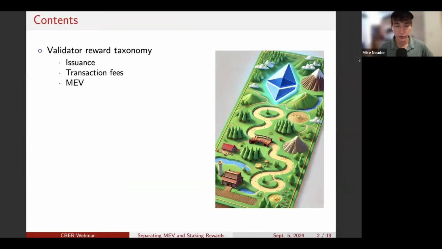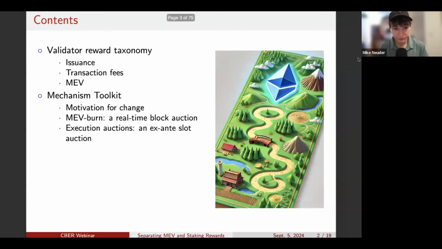Yeah, so a quick sketch of the talk today. We're going to start by going through a validator reward taxonomy. So again, validators are the participants who are responsible for creating and voting on Ethereum blocks, and we'll go through issuance, transaction fees, and MEV, the main sources of rewards for the validators for participating in this production of Ethereum blocks.